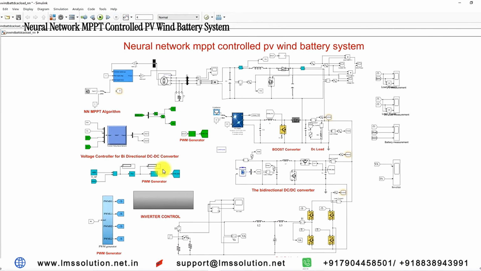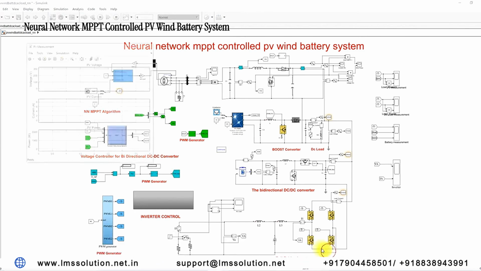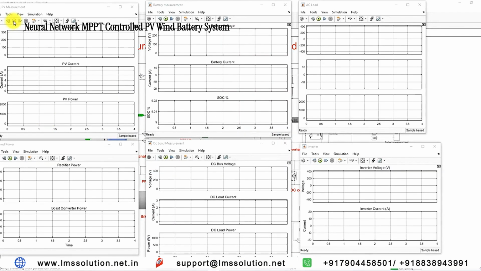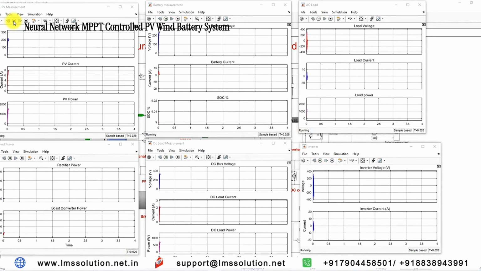Next, I'm going to test the model. Not to test the model, I'm going to simulate the model. I'm going to open all the scope parameters. Now I'm going to simulate this model as per our settings. That means initially the irradiation will be 1000 watts per meter square and the wind speed equal to 12 meters per second. We will see the results of PV, wind and battery in detail.